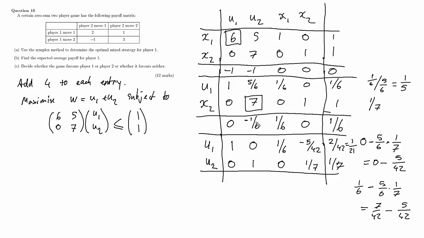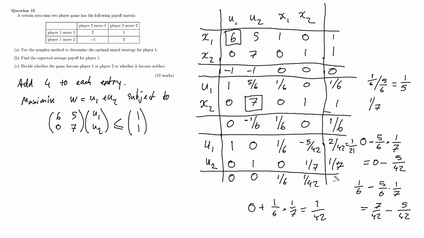Finally, we want our bottom row to have a 0 in this entry as well, so we'll add 1 on 6 times the row for U2 to the bottom row. 1 on 6 times 0 is 0, plus 0 is 0. 1 on 6 times 1 plus minus 1 on 6 is 0. 1 on 6 plus 1 on 6 times 0 is 1 on 6. 0 plus 1 on 6 times 1 on 7. Let's calculate that down here. 0 plus 1 on 6 times 1 on 7 is 1 on 42. And so we have 1 on 42 in this row.